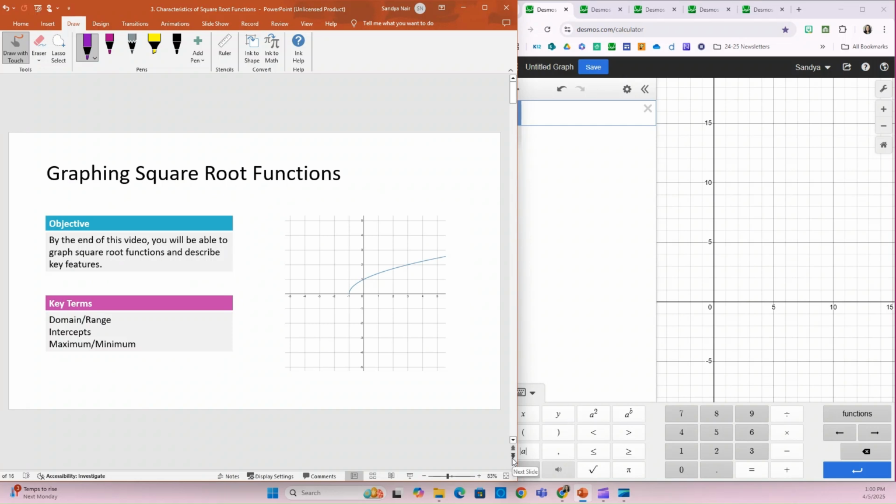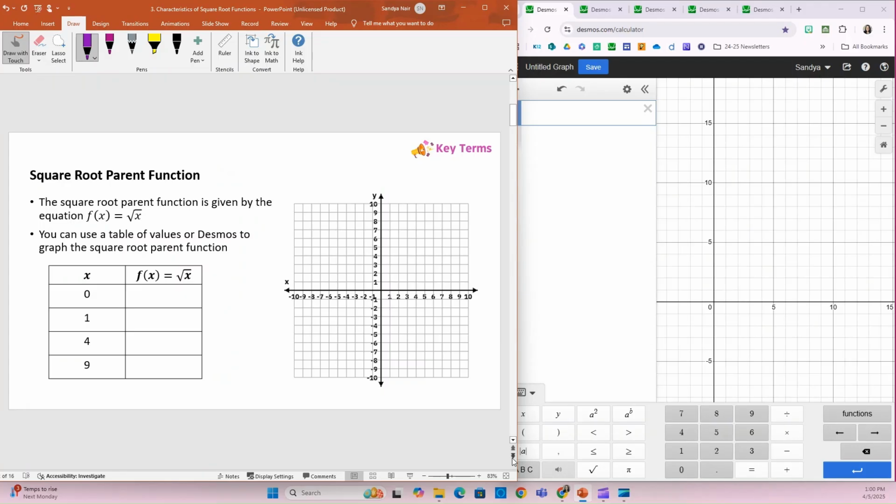In this video, we're going to talk about how to graph square root functions and describe key features. So the square root parent function is given by the equation f of x equals the square root of x, and you can use a table of values or Desmos to graph the square root parent function.